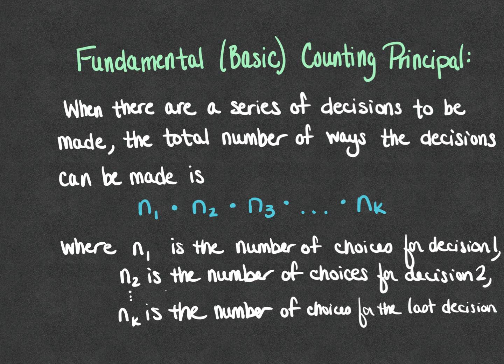So don't let the notation bother you, okay? All it's saying is 1, 2, 3, etc. are how many different decisions I have to make. And then the number that I like to put in the blank is how many choices you have for that particular decision that needs to be made.